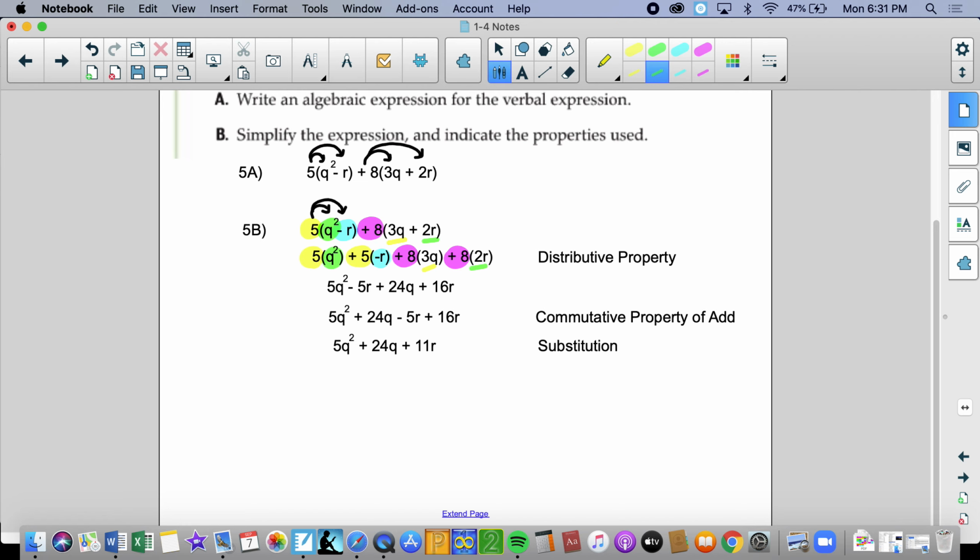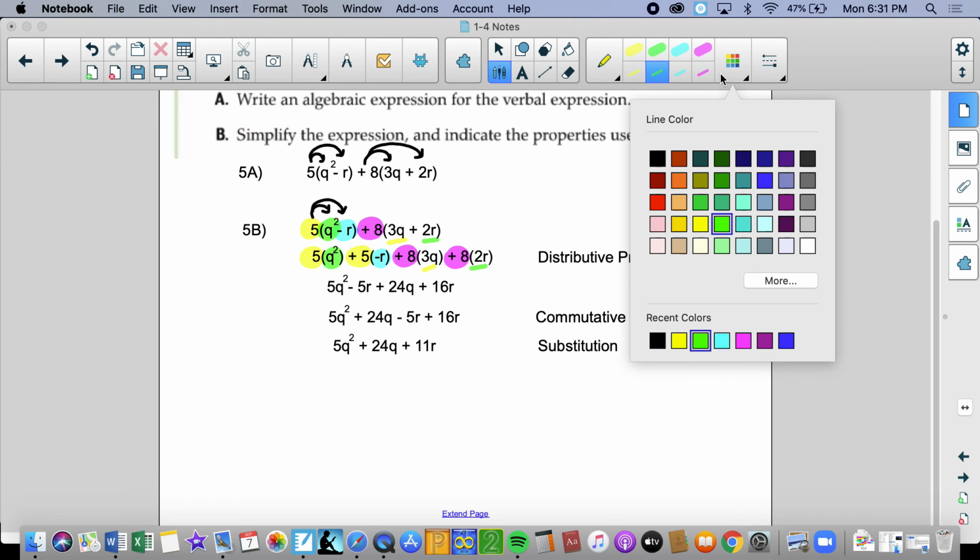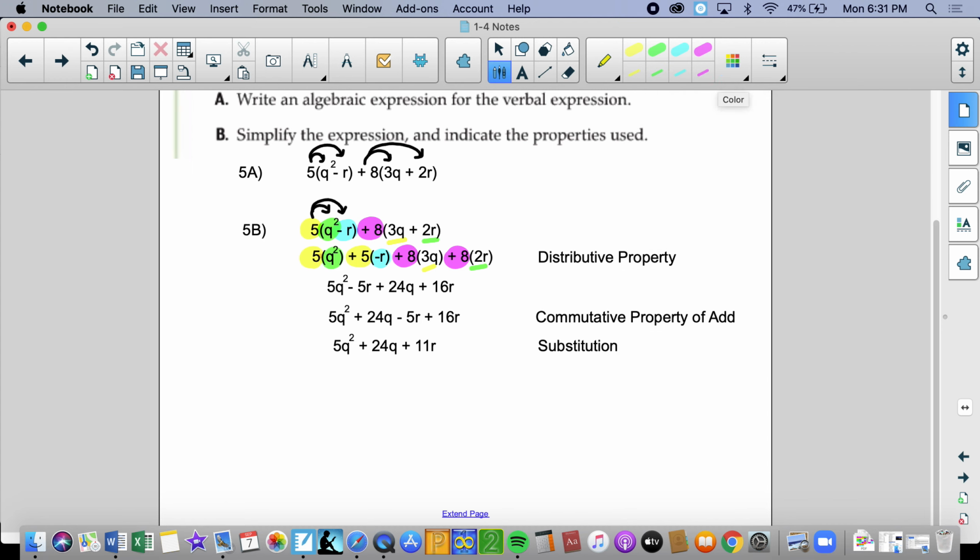And now we're going to multiply. We're going to always do multiplication. We have multiplication throughout this. We have multiplication, multiplication, multiplication, and multiplication. And then we have addition, addition, and addition. So we're always going to multiply.